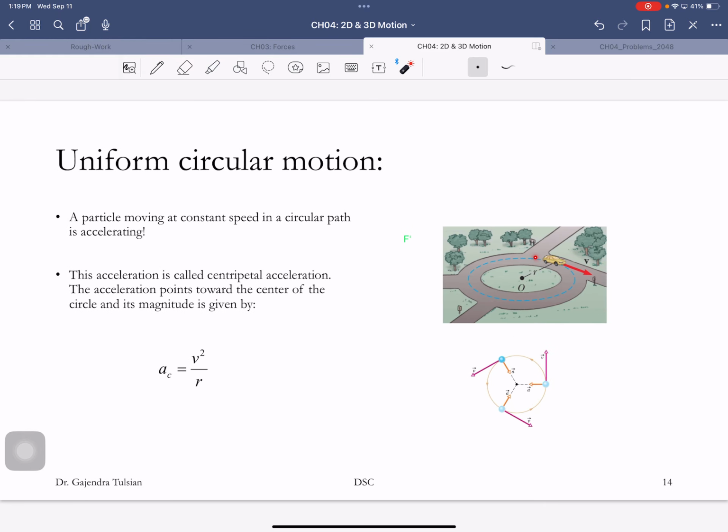What I want you to remember is that when you're going in a circle at constant speed, this is uniform circular motion. Your acceleration is due just to the change in direction of the velocity, and it points towards the center. The magnitude of that acceleration is v squared by r.